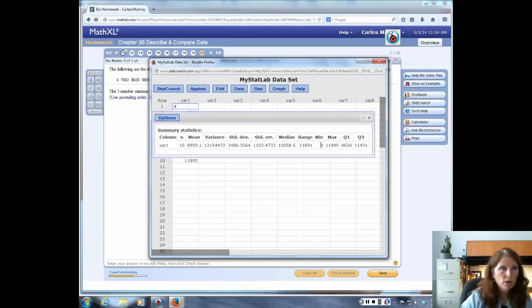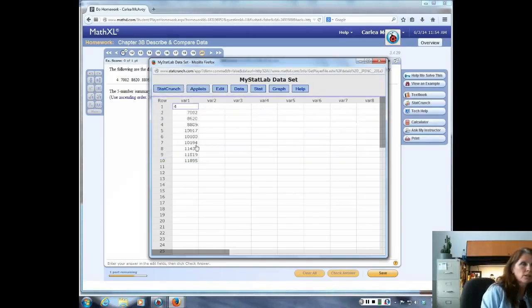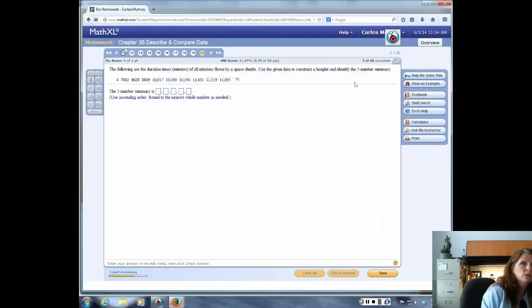Then we have our quartile 3, which is 11,431, and finally we have our max, which was 11,895. That's called our 5-number summary, and you can find that using StatCrunch just like that without having to enter all that, which is sweet.